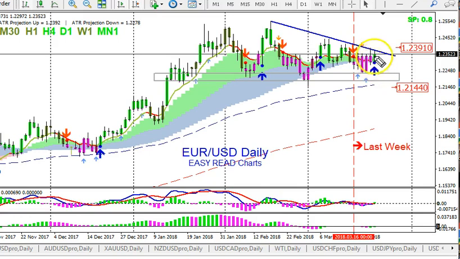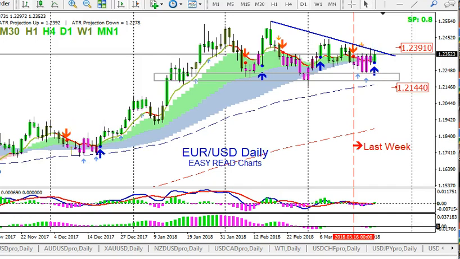I teach that in the course. This is kind of a breakout candle right here, and that's why I'm kind of thinking that price may just break through the trend line and go higher. But that's a signal candle that I teach in the course.